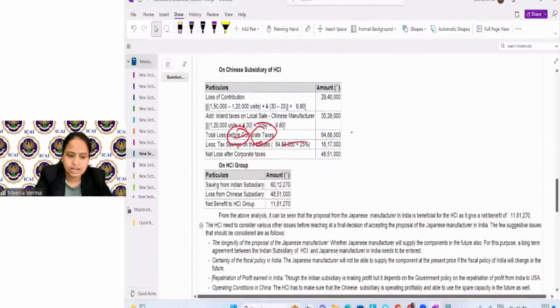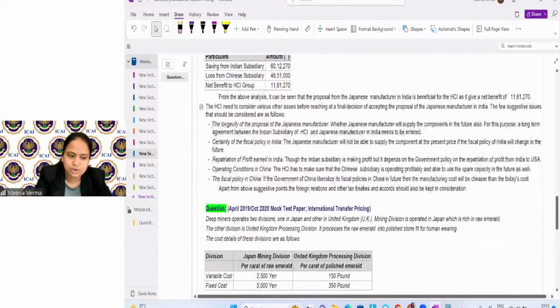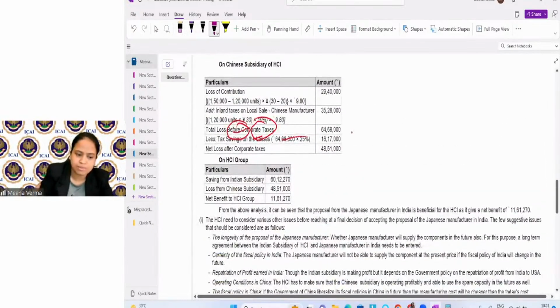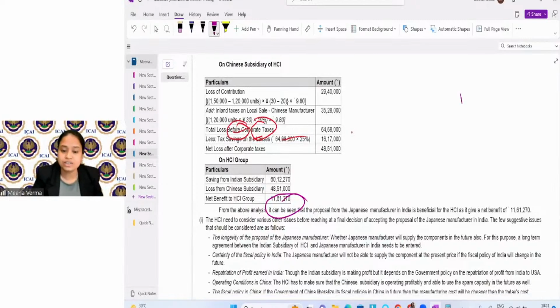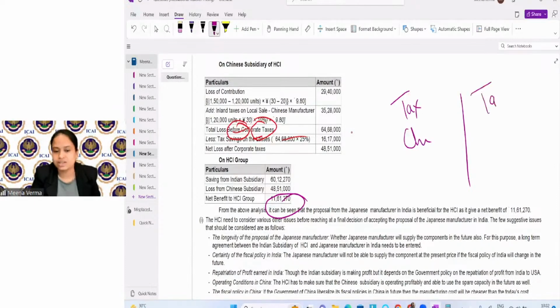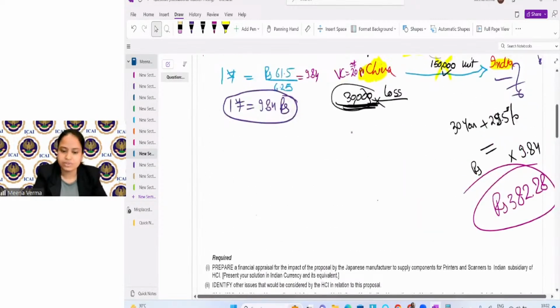So the point is that you will see what cost the company is incurring. Is it profitable for the entire company or not? Is it increasing the profitability of the entire company, considering the tax rate of both? What is the tax rate in China and what is the tax rate in India? Because tax will also impact the profitability. So considering that, you will solve it and you will find the answer.